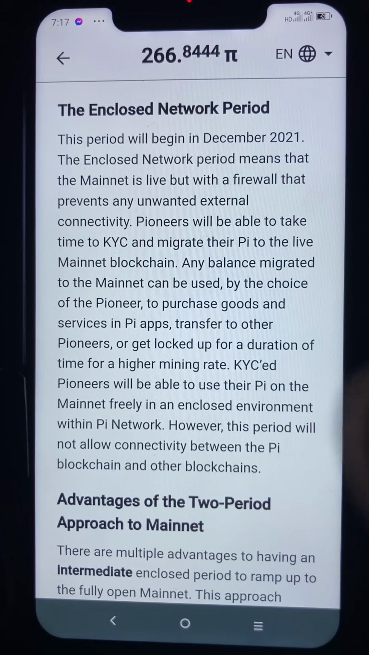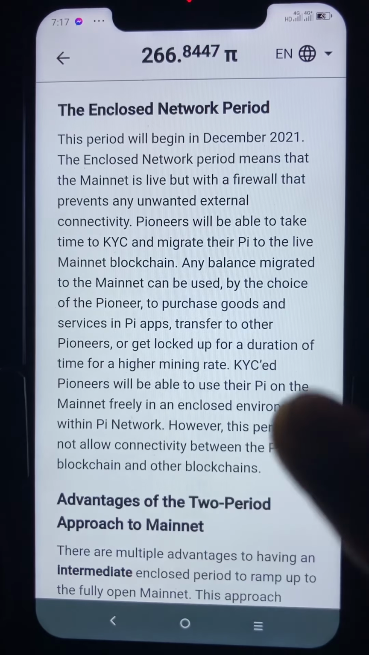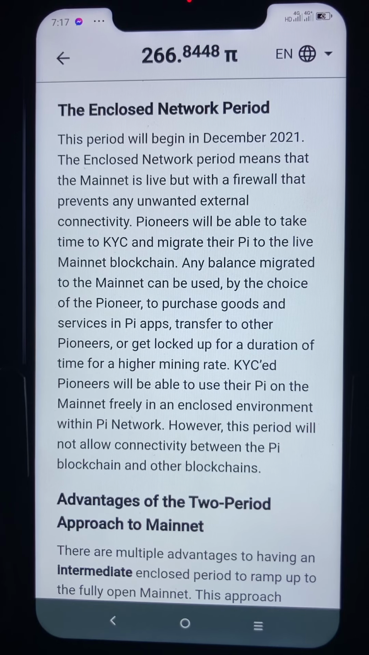Mapag-agreehan ninyo. Or get locked up for a duration of time for a higher mining rate. Okay, so we discussed this na before, di ba? Yung lock-up na sinasabi. KYC pioneers will be able to use their Pi on the mainnet freely in an enclosed environment within the Pi network. However, this period will not allow connectivity between the Pi blockchain and other blockchains. Yeah, so that's basically what the enclosed network means. No connectivity between the Pi blockchain and other blockchains.